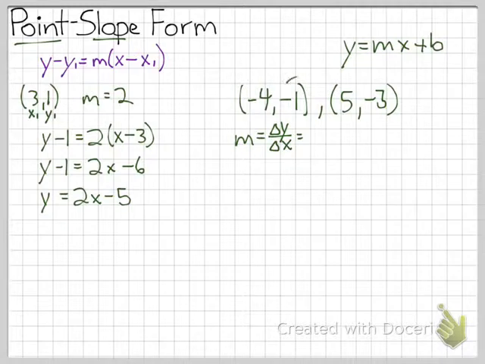So I went from negative 1 to negative 3. So that means it changed negative 2. I went from negative 4 to 5. That means it changed 9. So my slope is negative 2/9. Now, if you use slope formula, you'll get there too, but that is my slope, negative 2/9. So I can go to point-slope form.